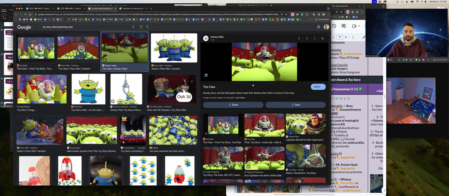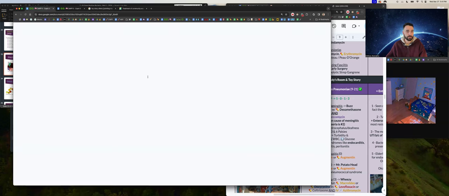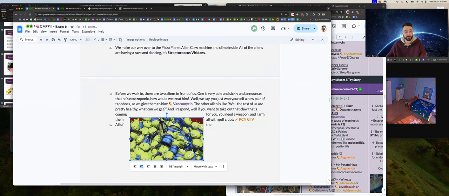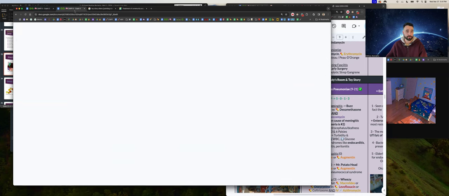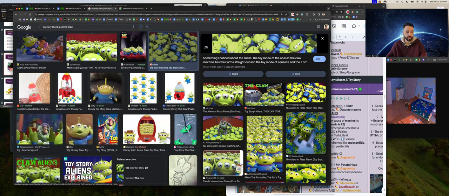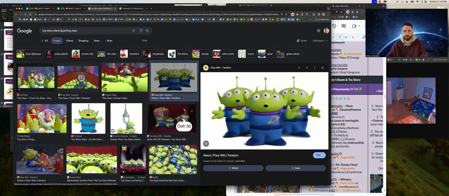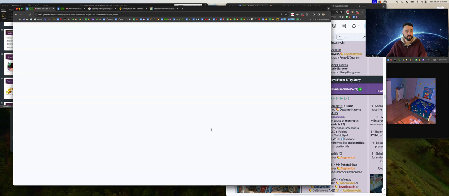What is with the pictures? It's like moving through this entire movie. We just wait till we get to Sid's backyard. Wait till we get to Sid's house. Okay. All the aliens point upward, mouths agape. I don't like their mouths to be open. Wasting so much time. Oh, that works. That's a PNG too.